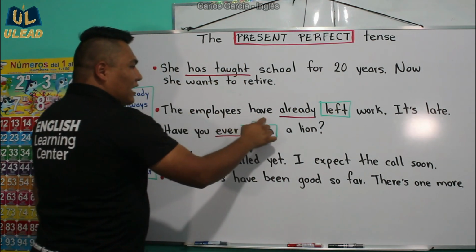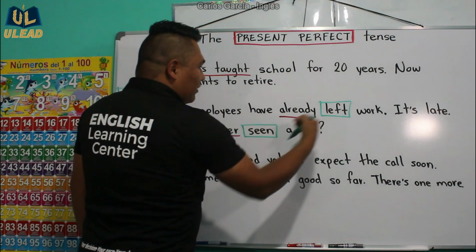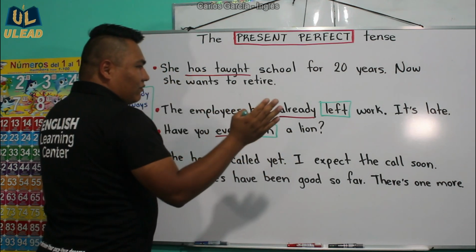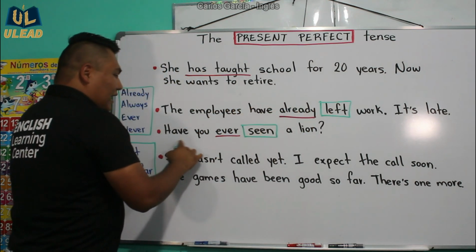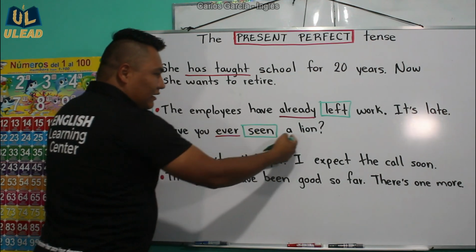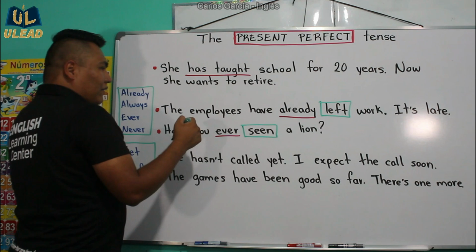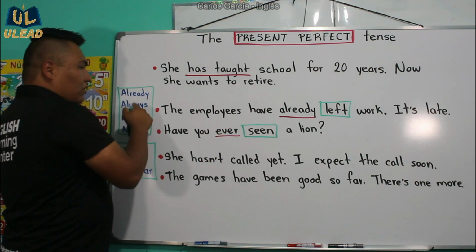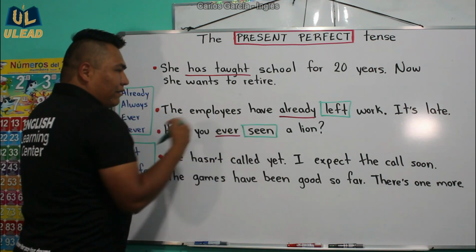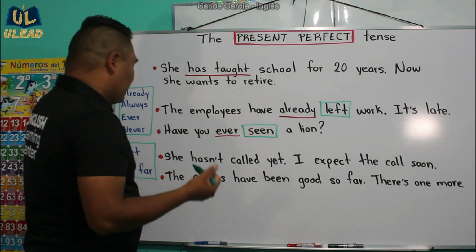The employees have already left work, okay? They have already left work, it's late. Have you ever seen a lion? Have you ever eaten grasshoppers? Okay, so we usually find these words before the past participle, okay?